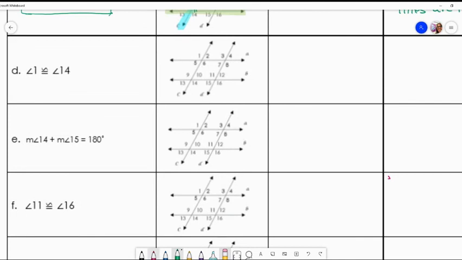Here we're given that angle 1 is congruent to angle 14 right there. So what's the relationship between angle 1 and angle 14? Those are alternate exterior angles. And if alternate exterior angles are congruent, because we were given that they are congruent, then the lines are parallel. And we can use our symbols.